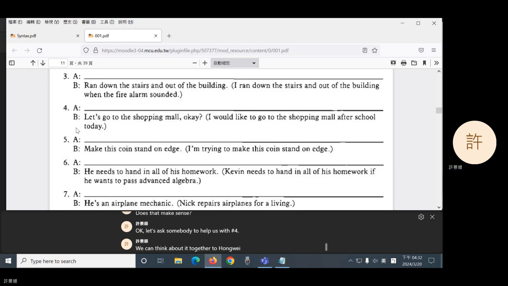Tu Hongwei. Yes, so what should number 4 look like? Starting with what? Good. What would you like to do? The verb is actually go. Like to is an auxiliary. 它也是助动词. So what would you like to do after school today?